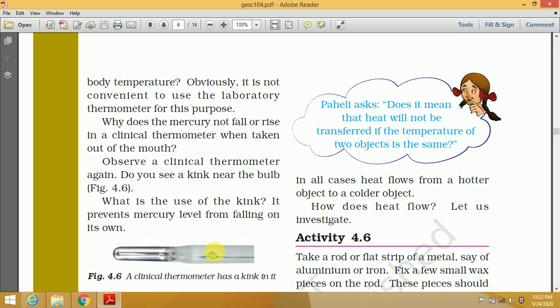And after using it, you have to give jerks to this clinical thermometer so that the mercury should fall to the lowest level. But in case of laboratory thermometer, we need not give the jerks. The mercury level will fall by its own because there is no kink in the laboratory thermometer. But in case of clinical thermometer, because of this kink, the mercury level does not fall by its own, and you can take the reading properly by holding the thermometer in your hand.